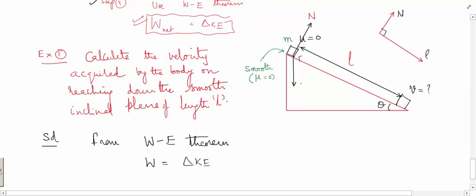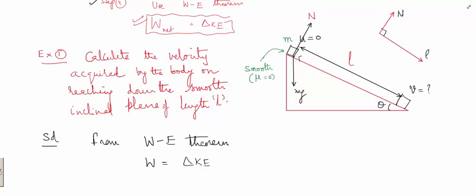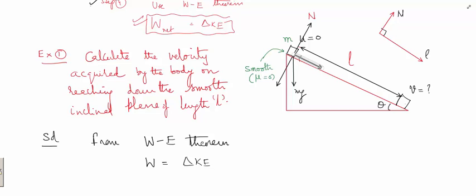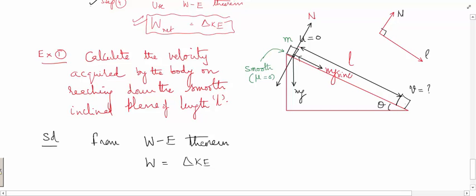So what is the work done by the weight? For that, you need to resolve the weight into two components. One is mg cos theta, which balances the normal force, and the other one is mg sin theta, which is along the incline. So this mg sin theta is the component of force along the inclined plane. Of course, mg cos theta is not doing any work as it is also perpendicular to the displacement.